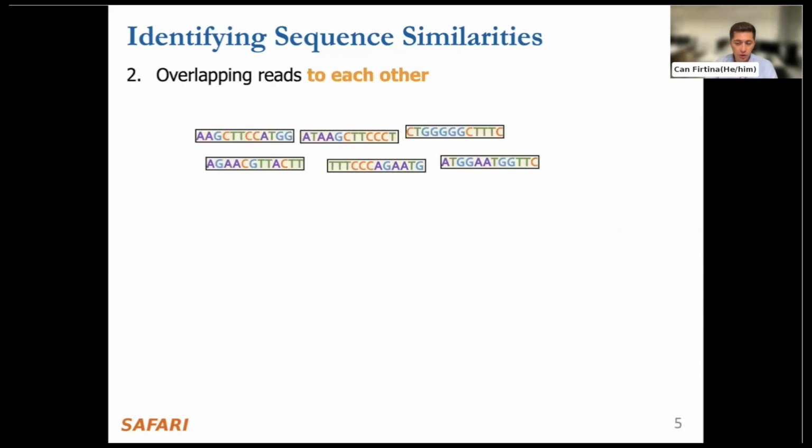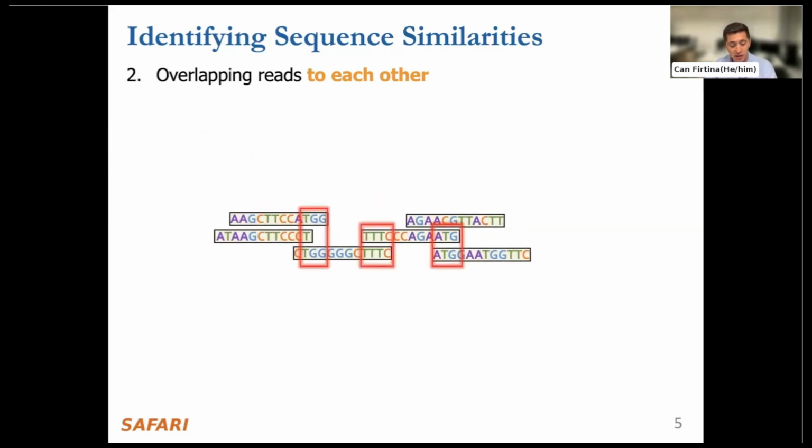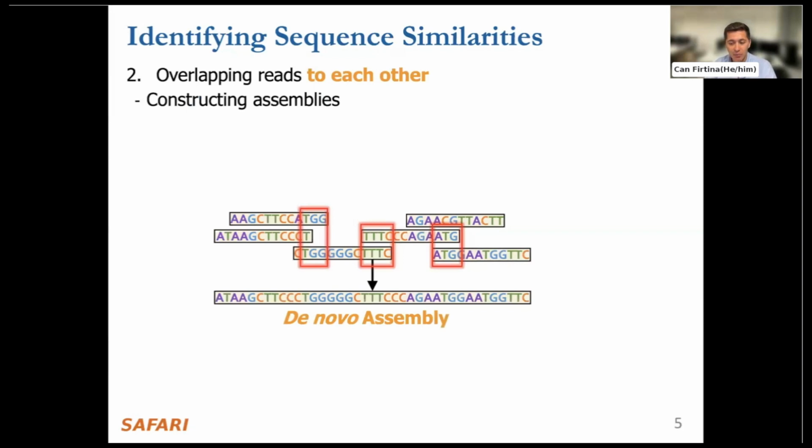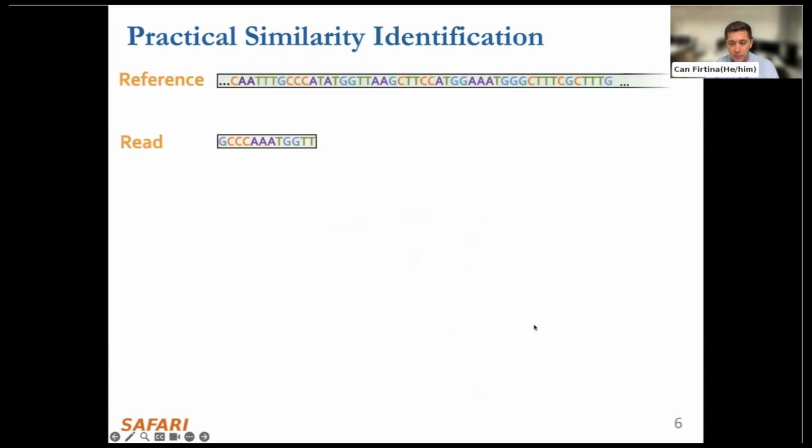The second option is to overlap reads to each other. So overlapping reads identifies the matching regions between reads, which can then be used to construct de novo assemblies from these overlaps. But these similarities must be identified efficiently and accurately to facilitate a practical genome analysis. So, for example, mapping reads to a reference genome usually requires expensive computation on a large number of reads and a potentially very large search space.